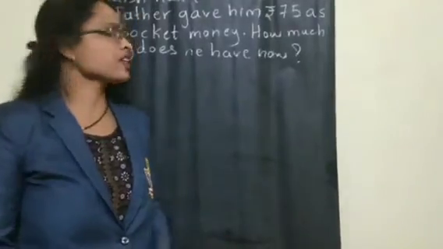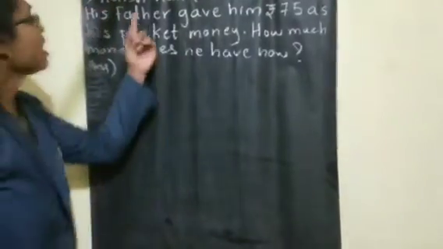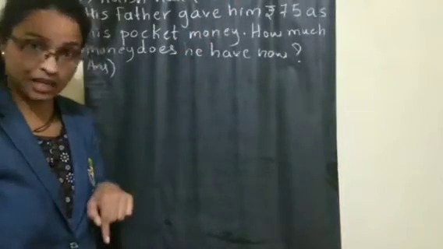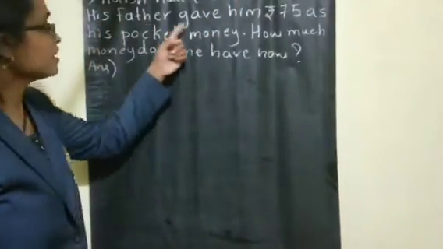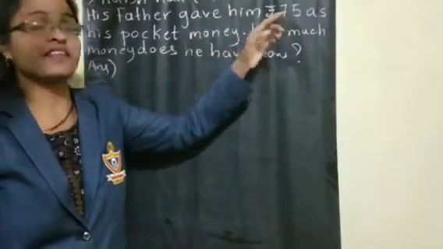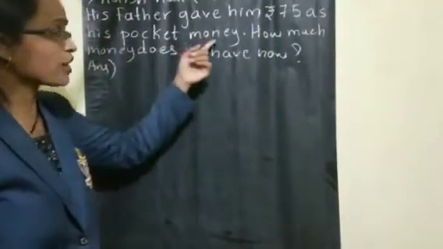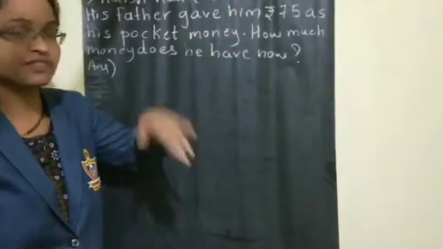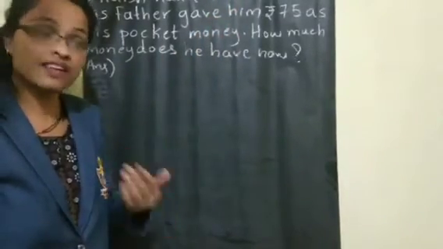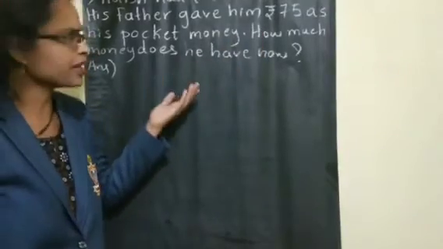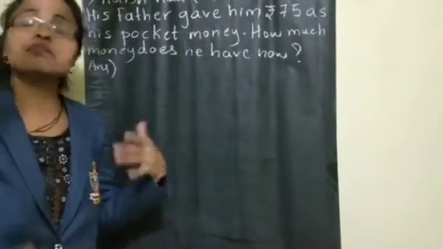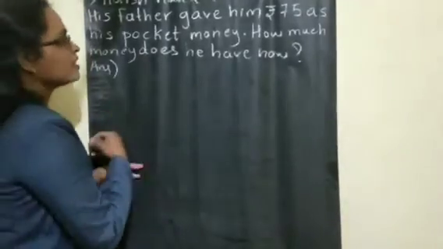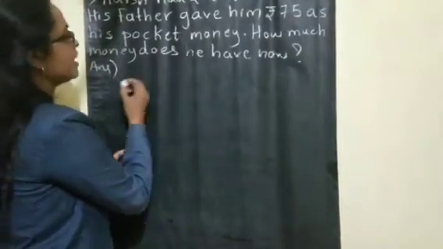Children, let us try with the second example. Harsh had rupees 20.50 with him. His father gave him rupees 75 as his pocket money. Means already he is having rupees 20.50 and his father gave extra 75 rupees as pocket money. So how much money does he have now? Let us do it. So first write the solution with the given part.